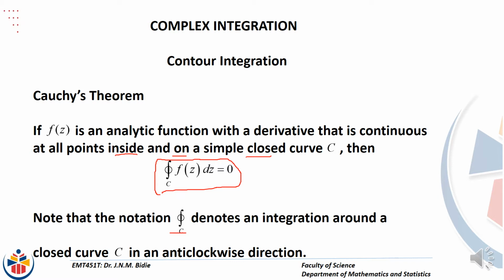I need us to understand that the integrand is the function f of z. In order for it to be analytic, then it means that all its poles must lie inside and on the simple closed curve C. Then we'll be able to say that we have used Cauchy's theorem.